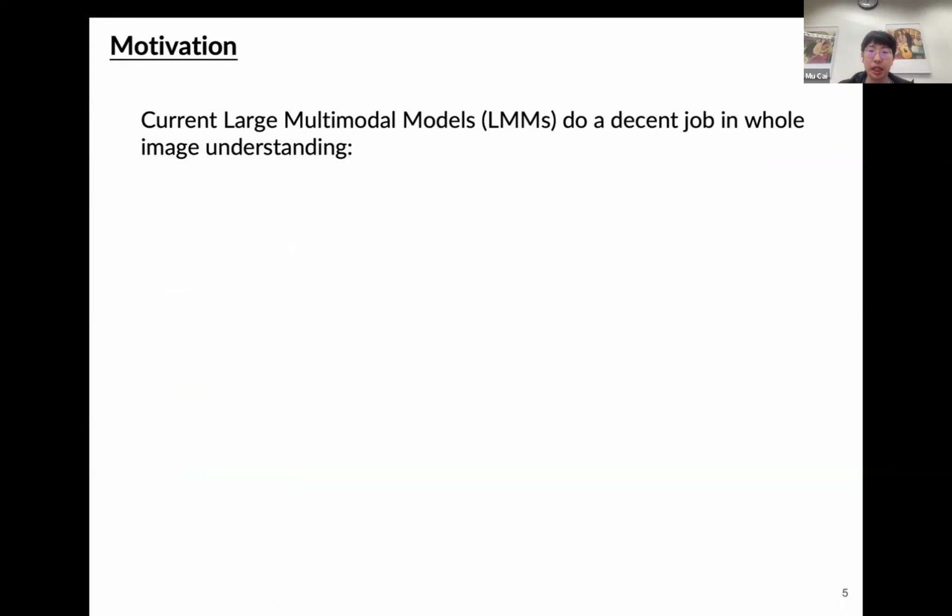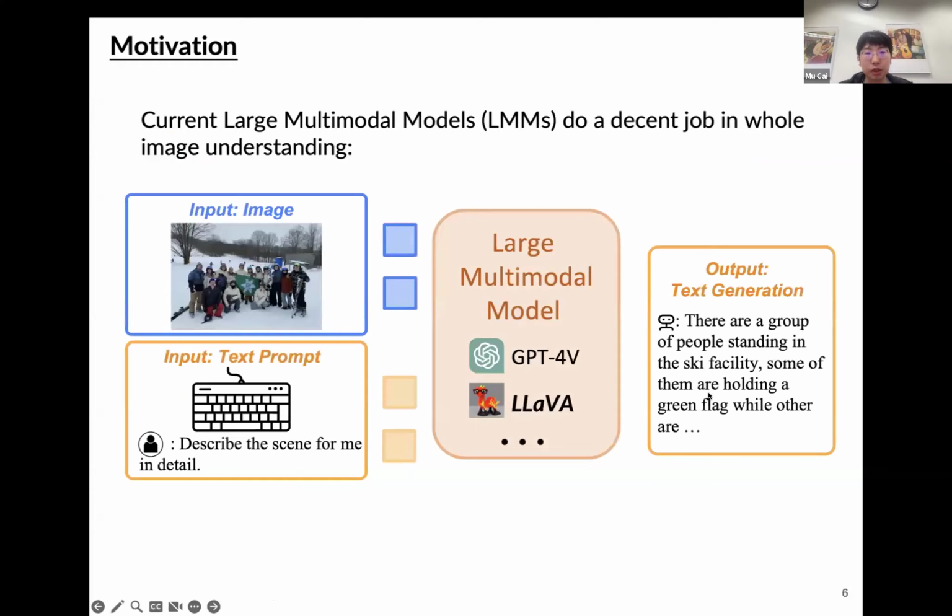The first one is that currently nearly everybody in the world is using ChatGPT, and we know that such large multimodal models do a decent job in whole image understanding. For closed source models like GPT-4V or open source models like LLaVA from our lab or MiniGPT-4, they can do a decent job in understanding images and questions from the user side and generating text. But what about region understanding? What if I give such a complex image, how do I understand each person or each region?